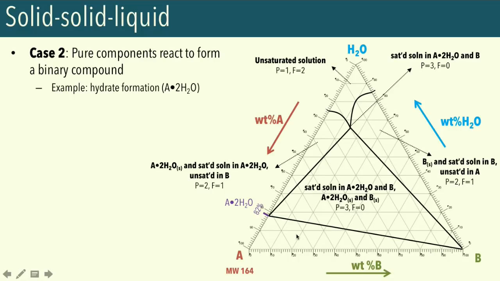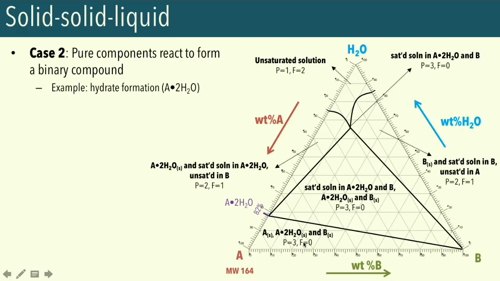In this new region over here, again it's a triangular region, so we could just indicate the phases present by specifying the vertices in the triangle. In this triangle, we have A solid, B solid, and the A hydrate solid. Again, we have 3 phases, so our variance again is equal to 0.